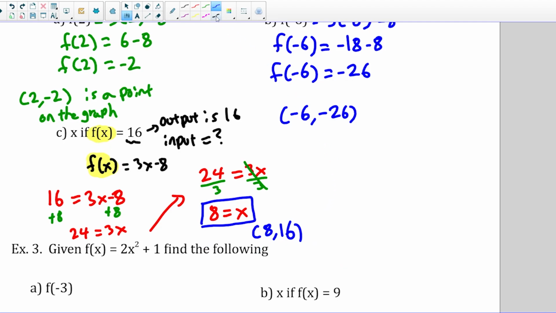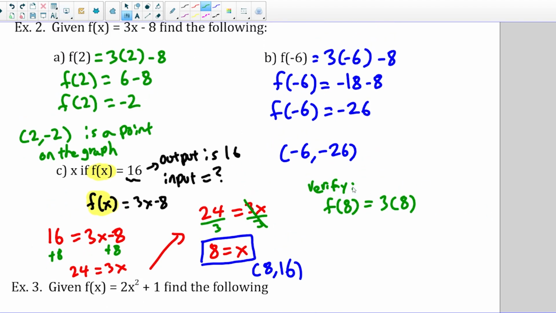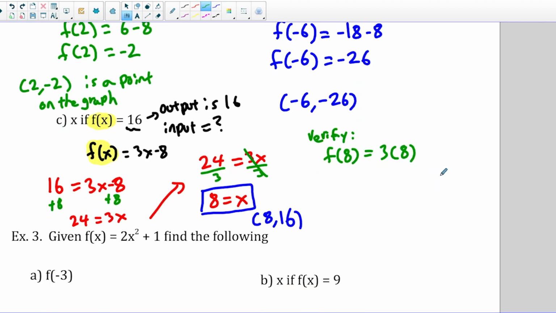Now there's a way to check our work to make sure that's correct. Let's verify. We verify by plugging in this input that we found to figure out if 16 is actually what the output is. So I've got f of 8 is equal to 3 times 8. So we're going to plug this into the original function that we have up here. So instead of 3 times x, we now have 3 times 8 minus 8.